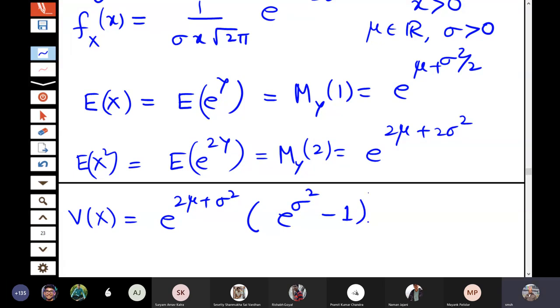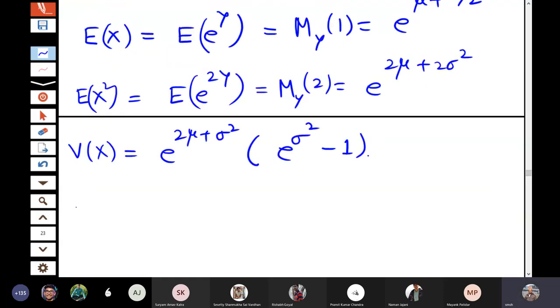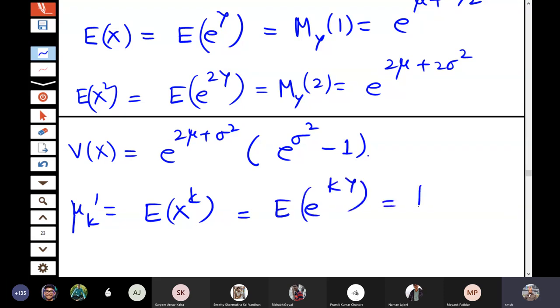In fact, you can write the moment of any order because it is nothing but the MGF of a normal distribution. If I want to write down mu k prime, that is expectation of x to the power k, it is nothing but expectation of e to the power ky. That is the moment generating function of y at k, that is e to the power mu k plus half sigma square k square. So for a log normal distribution, the moment of any order can be calculated. So this log normal distribution, is it clear?